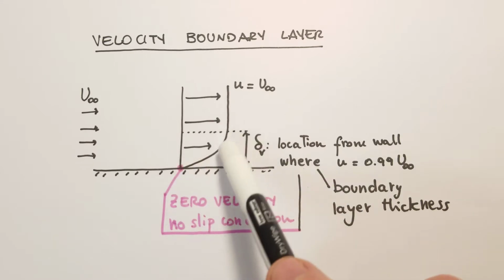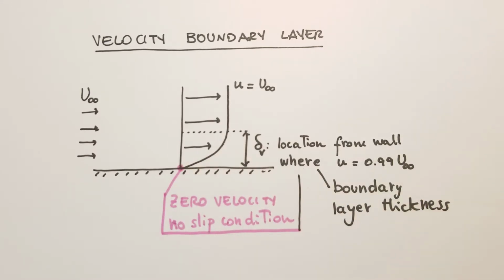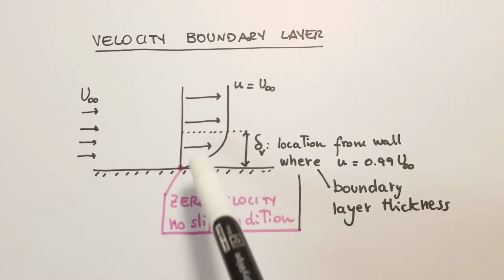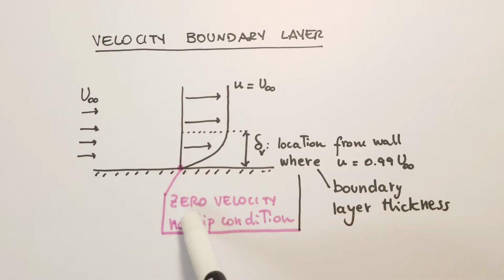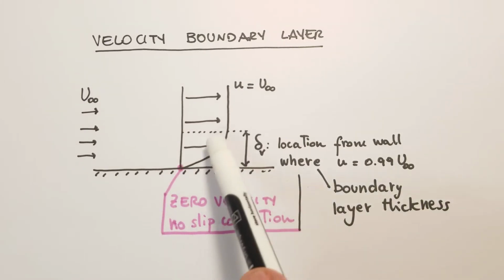So why do these velocity gradients occur? Because of the no-slip condition. If the plate is not moving, then the velocity of the fluid particle at the surface is also zero. So there is no slip, so there is no relative velocity between the plate and the fluid.